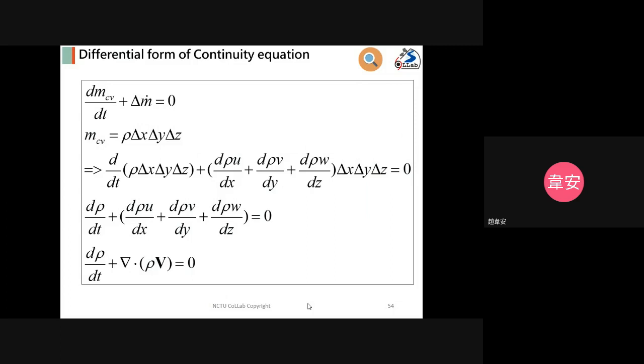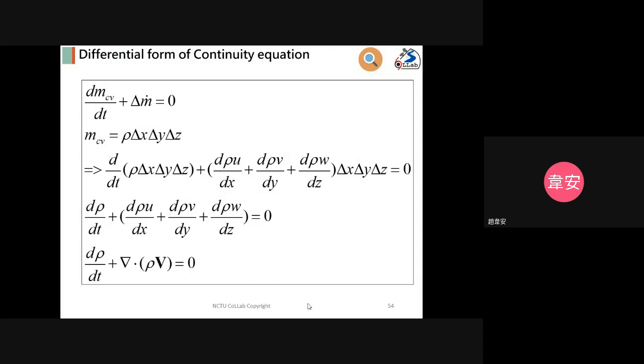Okay, good morning, everyone. Today I will first introduce the differential form of the momentum equations. There are many equations today, so I need around 1 hour to finish introducing the differential form of the momentum equation.